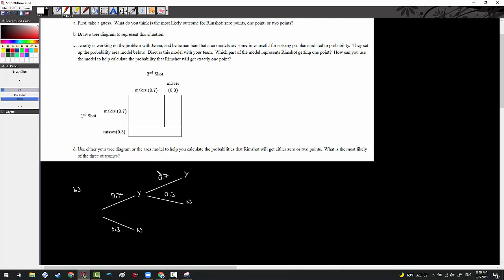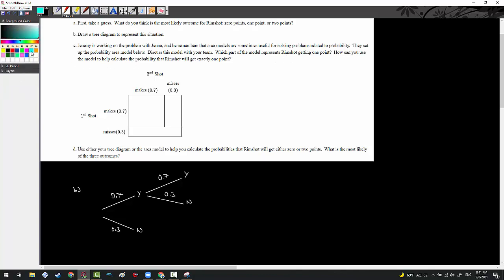All right, so here's our tree diagram. It says Jeremy is working on the problem with Jenna, and he remembers that area models are sometimes useful when related to this kind of probability. They set up the probability models and discuss them with your team. What part of the model represents rim shot getting 1 point? How can you use the model to calculate the probability? Okay, cool.